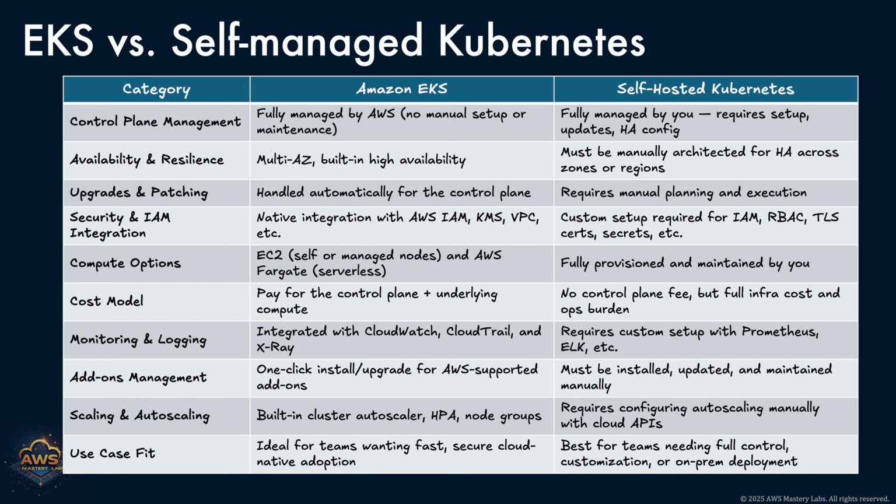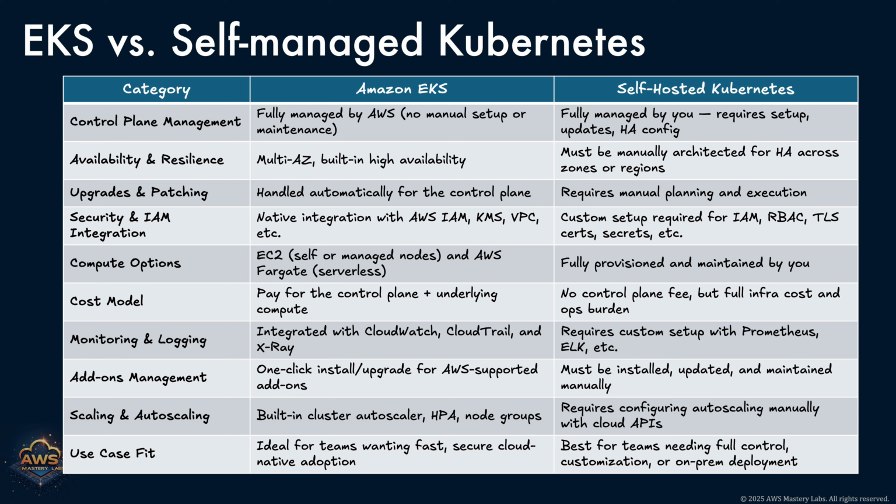When it comes to compute, EKS offers flexibility with managed node groups, self-managed EC2 instances, or even AWS Fargate for serverless containers. This gives you control over infrastructure when needed and simplicity when you want to avoid managing servers. In a self-hosted Kubernetes environment, all compute infrastructure must be provisioned and managed by you, from virtual machines to scaling logic. Finally, EKS includes native support for scaling, offering cluster autoscaling, horizontal pod autoscaling, and managed node groups out of the box. With self-hosted Kubernetes, scaling requires integrating cloud provider APIs or building custom automation workflows.